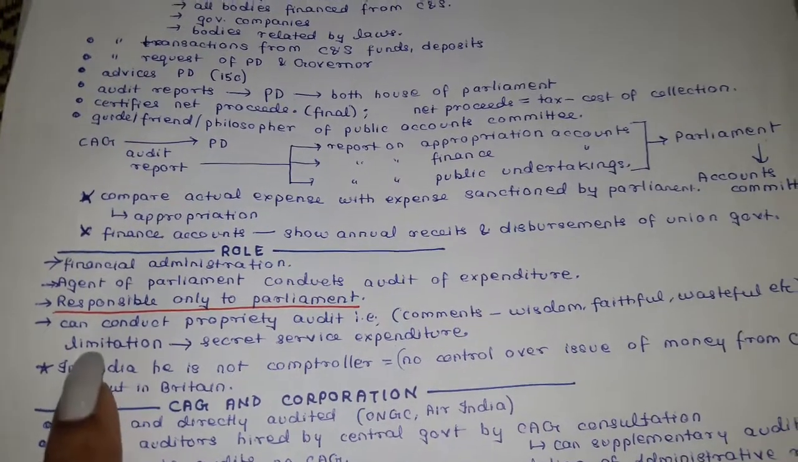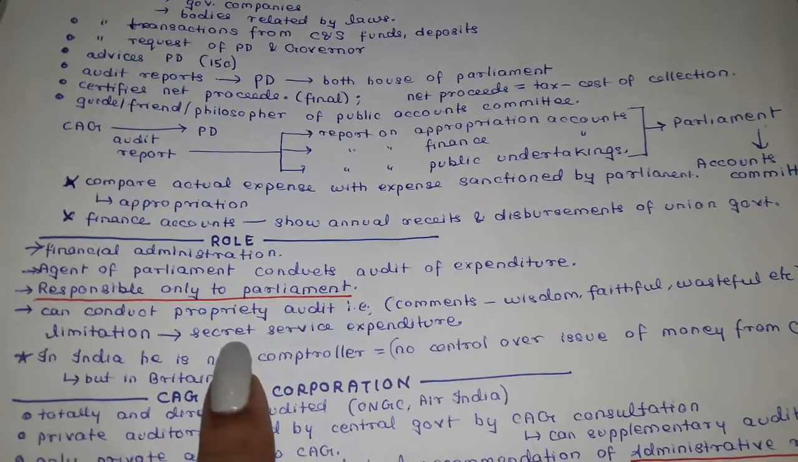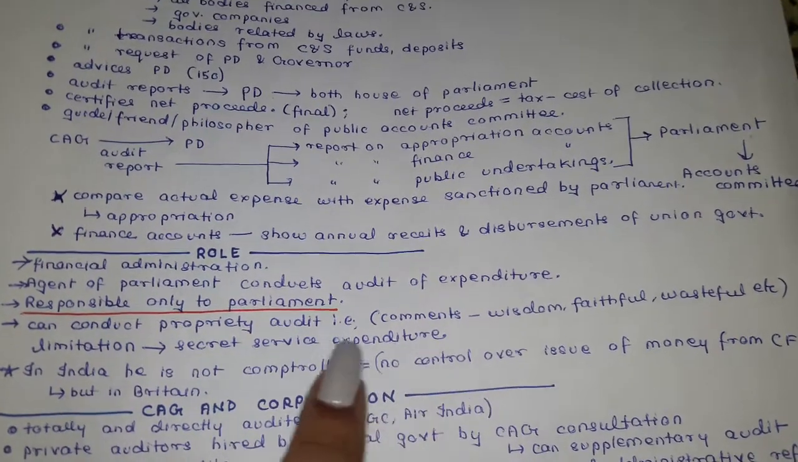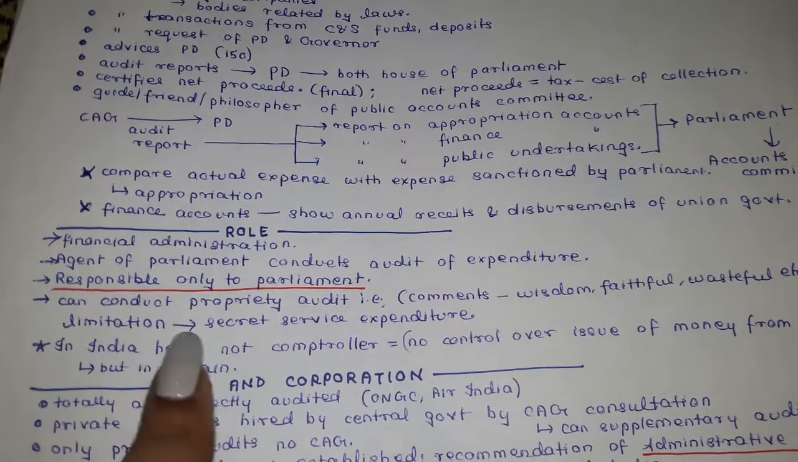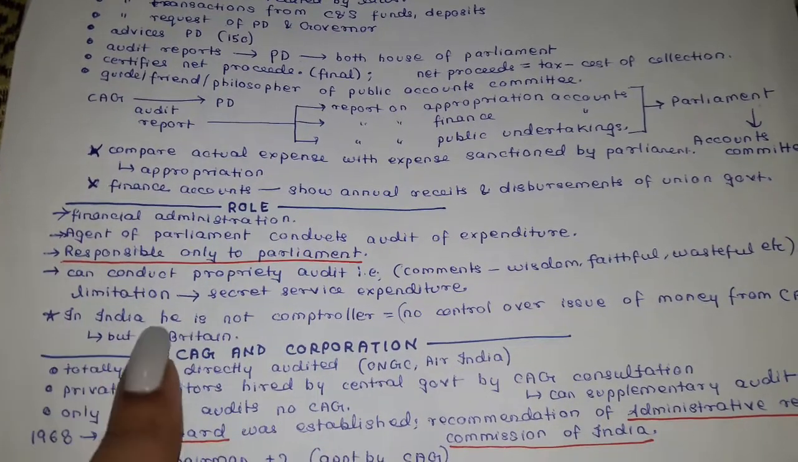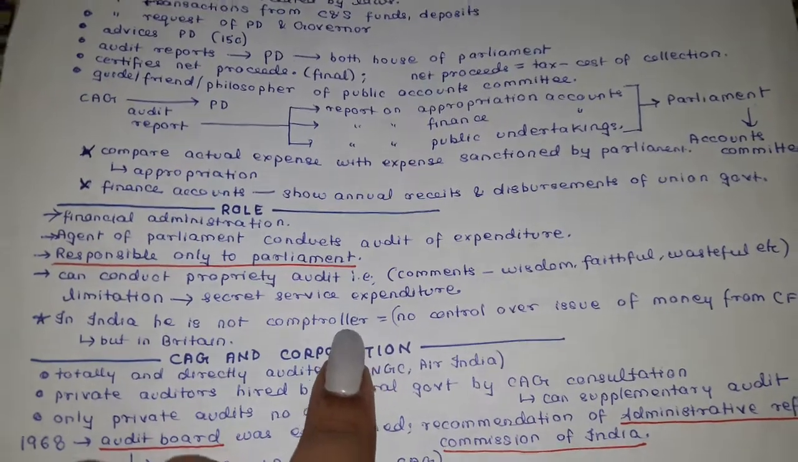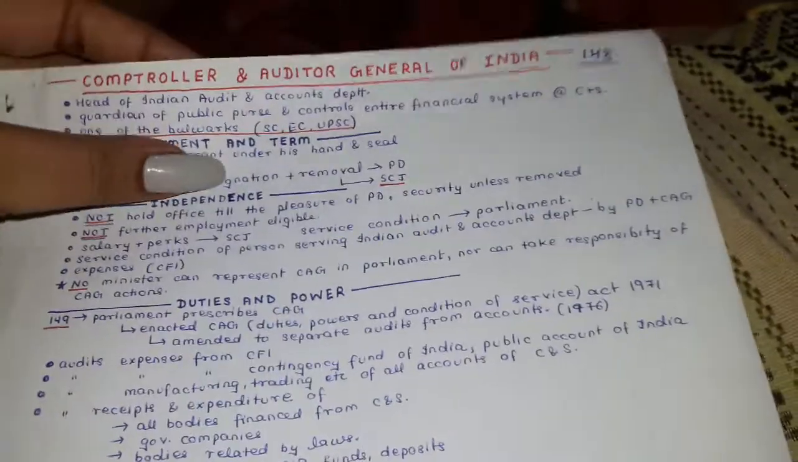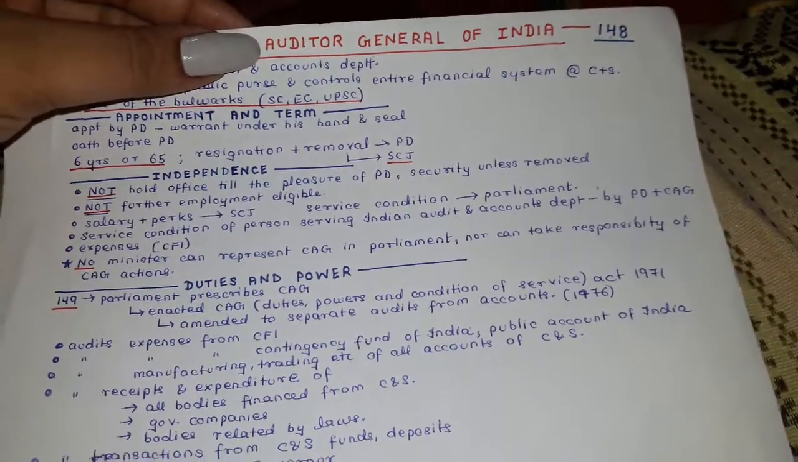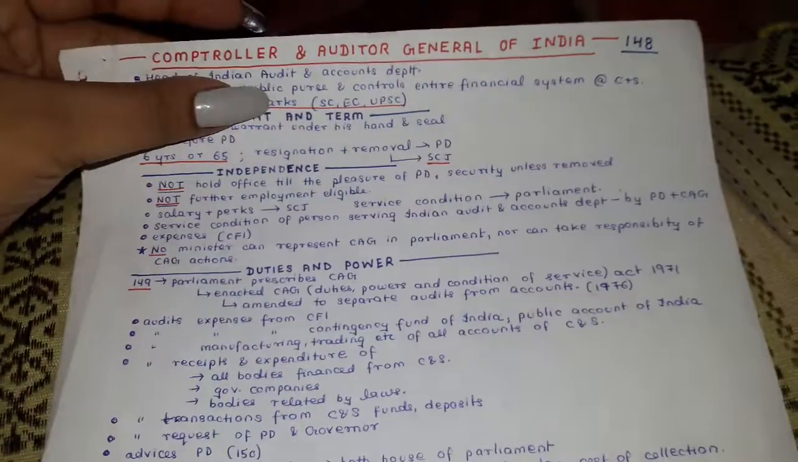Okay, limitation. Okay, he has no right over secret service expenditure. He cannot audit this thing. Okay, this is an exception over here, the only limitation, keep in mind. In India he is not comptroller. Okay, we only have Auditor General of India. Okay, in India we have this Auditor General of India only, but not comptroller.